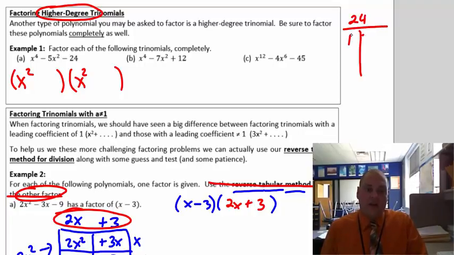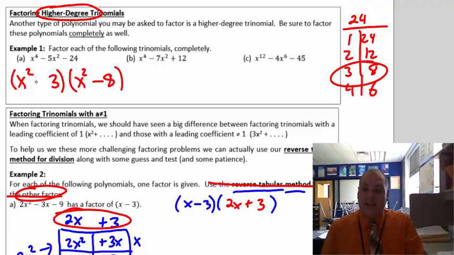Well, I could do 1 times 24, I can do 2 times 12, I can do 3 times 8, or 4 times 6. What's going to give me 5? How about 8 and 3? 8 minus 3 is 5. We actually want 3 minus 8, because 3 minus 8 gives me negative 5. And there it is, x squared plus 3, x squared minus 8.